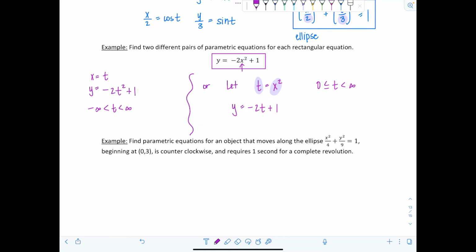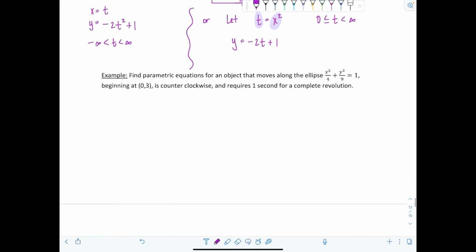So just be careful. Depending on the circumstance, you may prefer one set of parametric equations over the other, but just know that some of them come with inherent domain restrictions, so the graph will be different of the plane curve. All right. Next example, we're still finding equations.